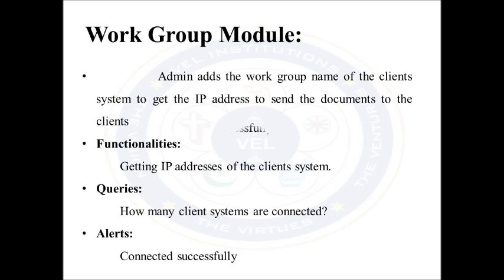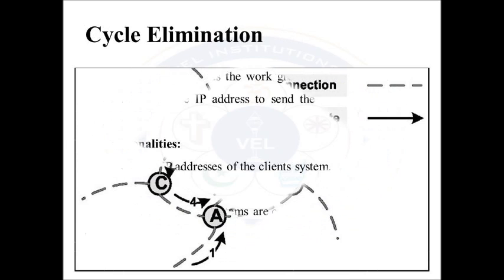And then workgroup module. Admin adds the workgroup name to eliminate the client system, get the IP address and send the document to the client. Functionality: getting the IP address of the client system. Query: how many client systems are connected. Alert message will be connected successfully for the peer-to-peer connections. And then how long it is connected for that.